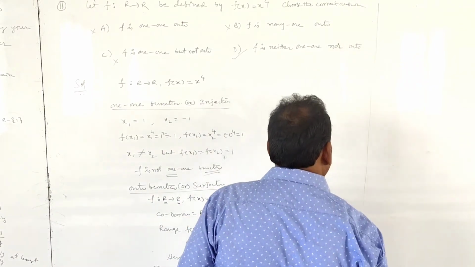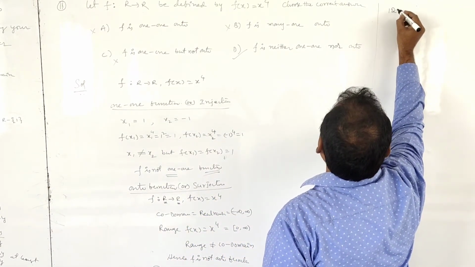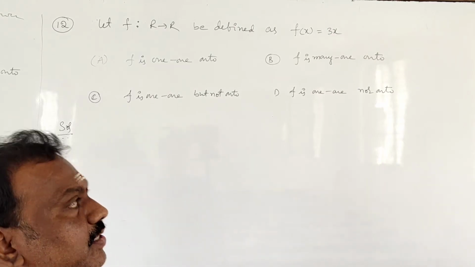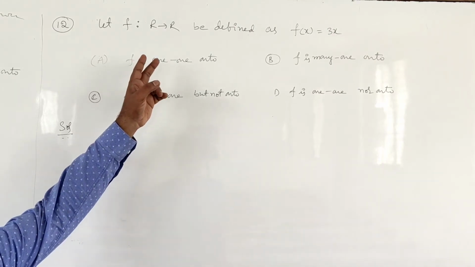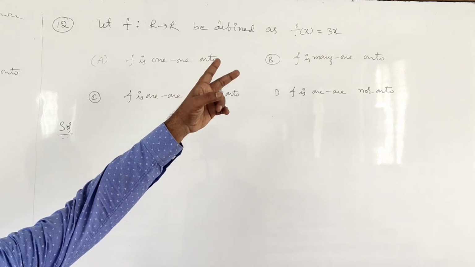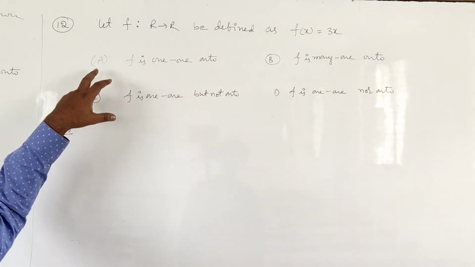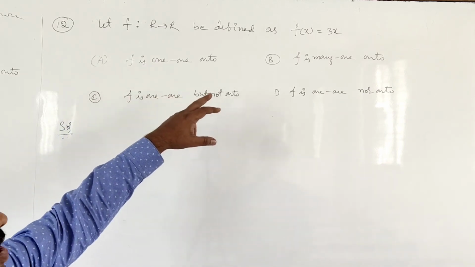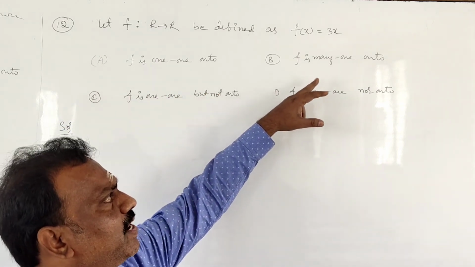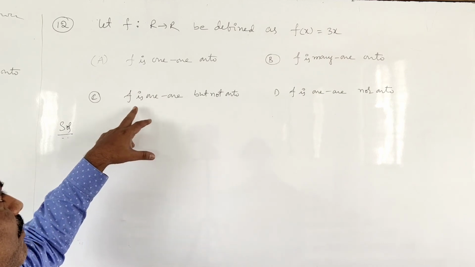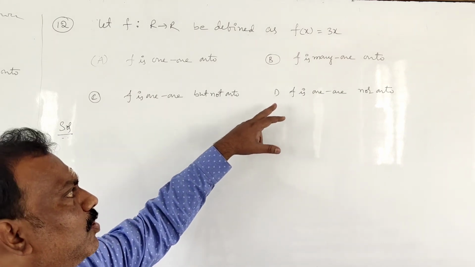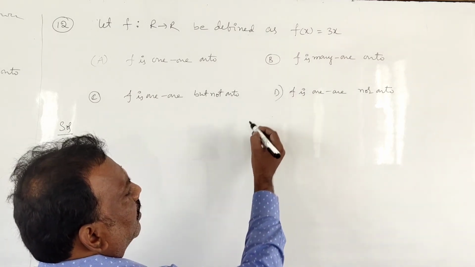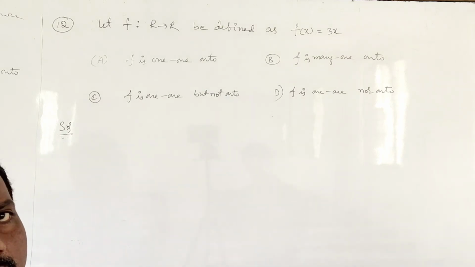So one more problem we have, the 12th one. This is the last problem in this exercise. Students, next question, 12th one. F is a mapping from R to R defined by f of x equals 3x. This is also an MCQ question. First option, f is one-one and onto. Second option, f is many-one and onto. Third option, f is one-one but not onto. Fourth option, f is neither one-one nor onto. We have to check it.